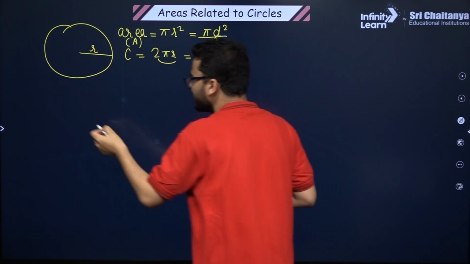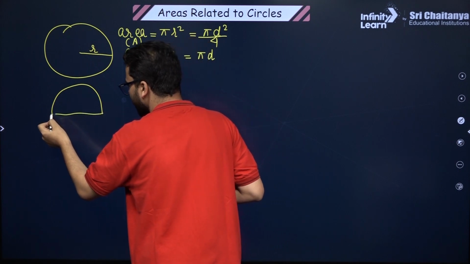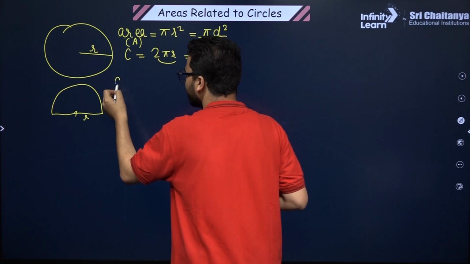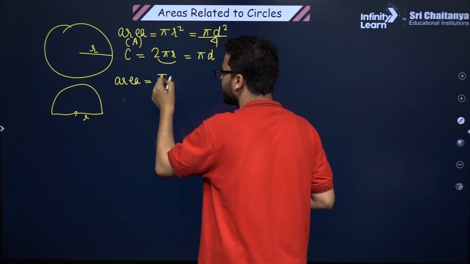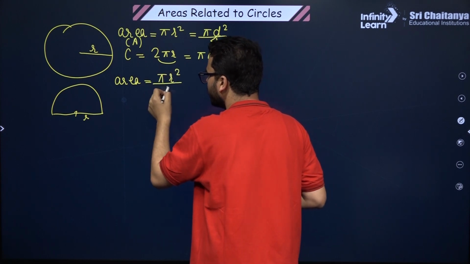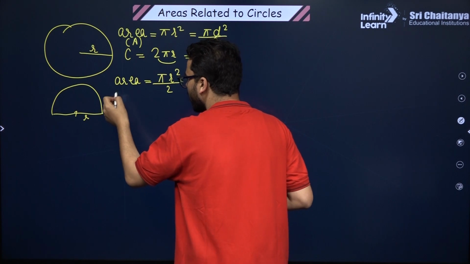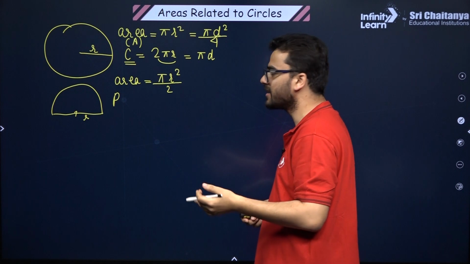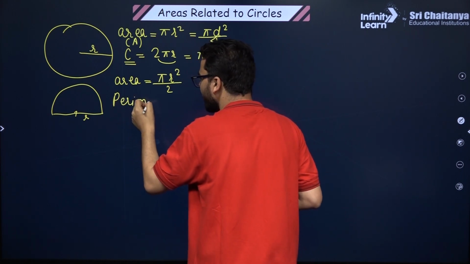Now if you have got a semicircle, suppose it's a closed semicircle like this. So its radius is r again. So in this case, what is the area? So area is half of the area of the circle, that is pi r square by 2 square units obviously. Now over here obviously you are not talking about its circumference, because the perimeter of a circle is its circumference. In case of a semicircle you talk about its perimeter, right?